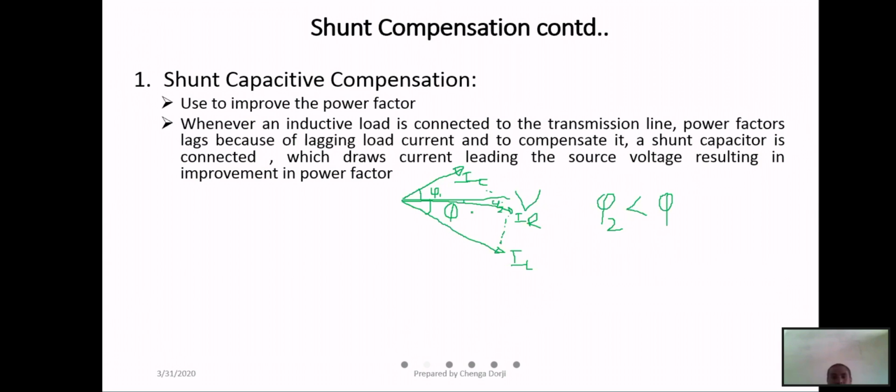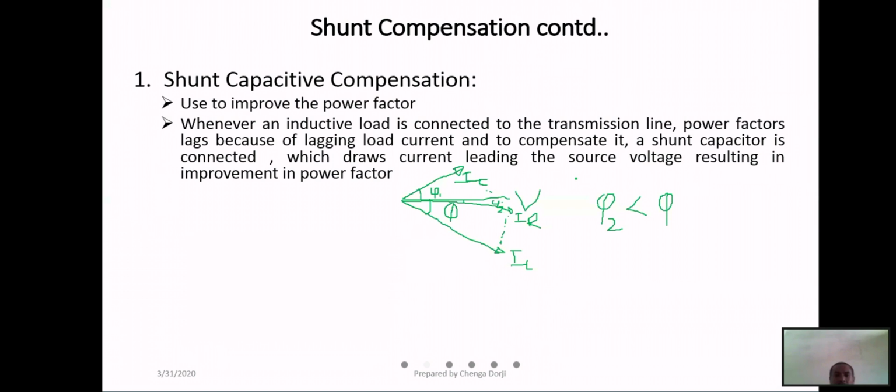Suppose if this angle is 60, and now the angle has reduced to, say, 35, then the cos phi will be improved. And this is how it is. So whenever an inductive load is connected to the transmission line, most of the loads are industrial loads, like the induction furnace and the induction motor. Therefore the load is usually inductive in nature.